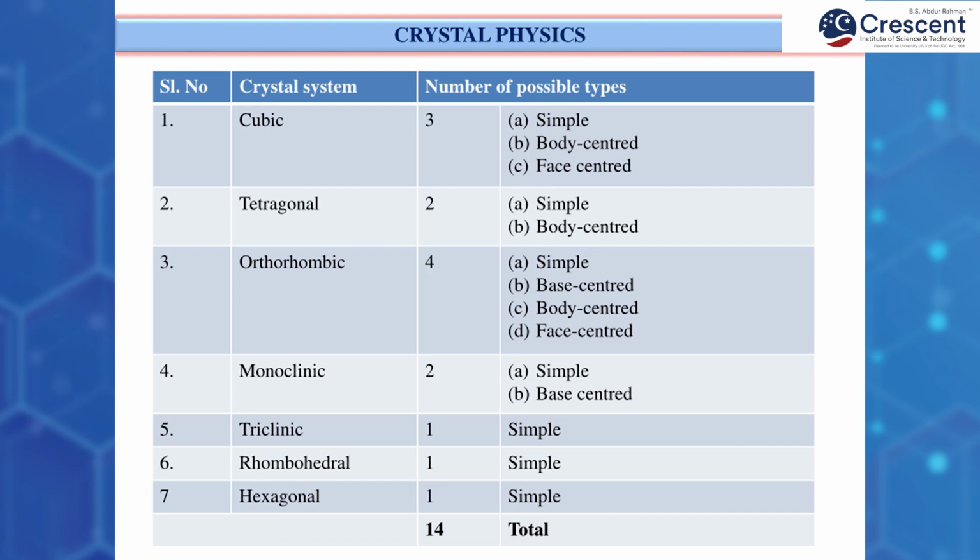All the four Bravais lattices are there here. Monoclinic you have two, simple and base centered. The remaining, triclinic, rhombohedral and hexagonal, have only simple structures. When you add all, you get 14 Bravais lattices.